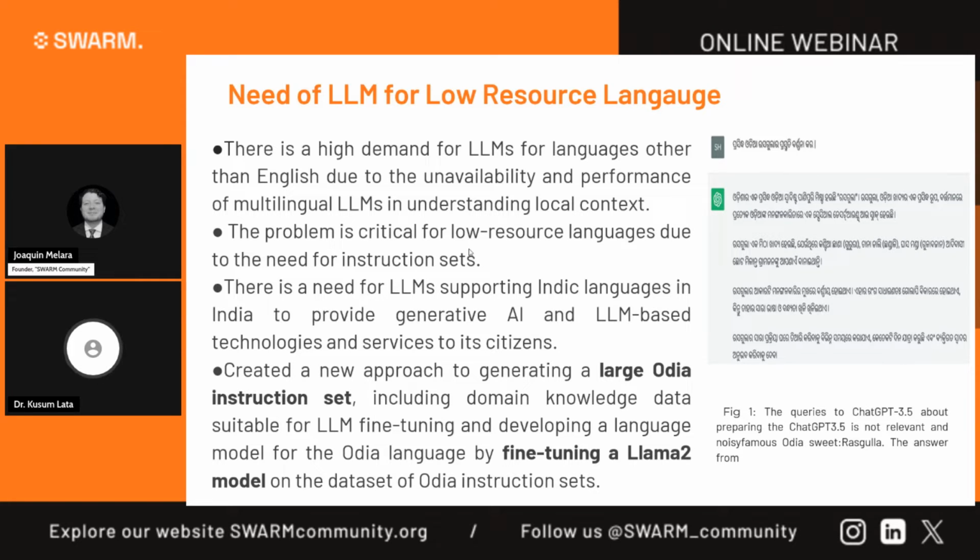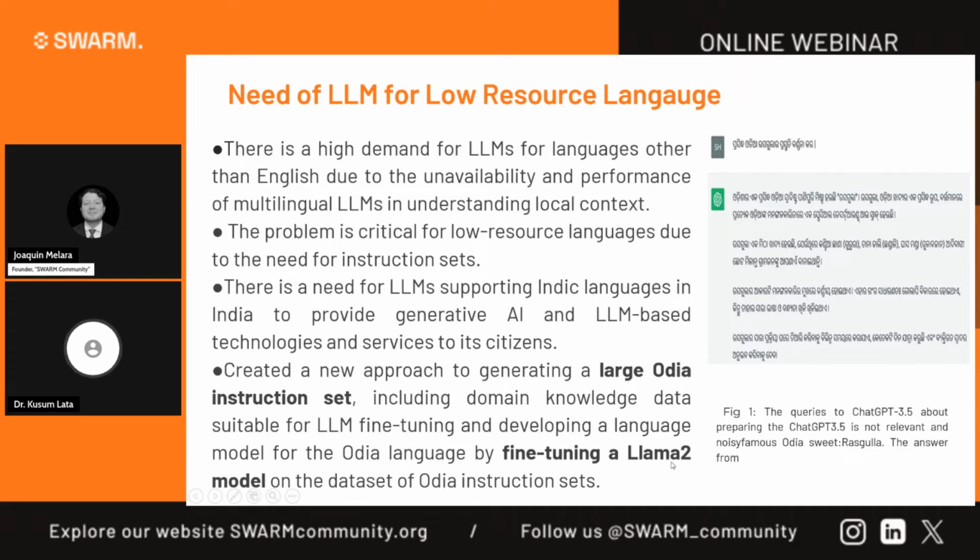If we have a low resource language, we don't have a dataset either, so we need to create an instruction dataset, because we have to give some questions, and along with the questions we should have answers. So there is a need for an LLM which supports Indic languages using generative AI or LLM-based technology. We first created a large Odia instruction set, including domain knowledge, which we used for LLM fine-tuning, and then we developed a language model for Odia by fine-tuning an LLM.